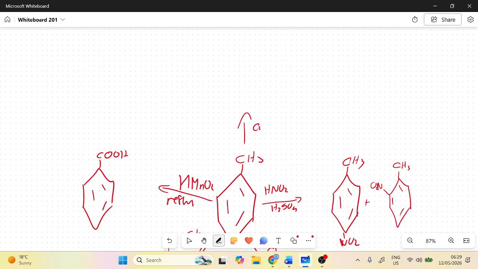With CrO2Cl2, which will give partial oxidation to the aldehyde, to benzaldehyde.